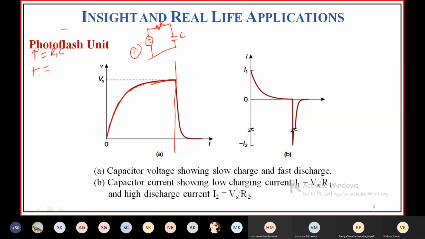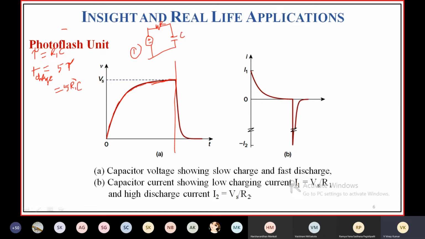What is the time taken to charge the capacitor? T charge is equal to 5 time constants, which is equal to 5 into R1C.